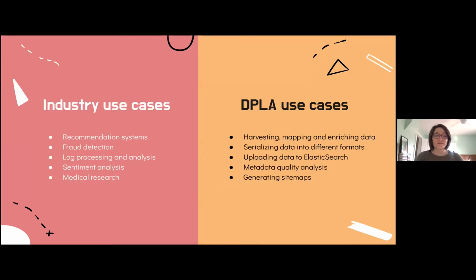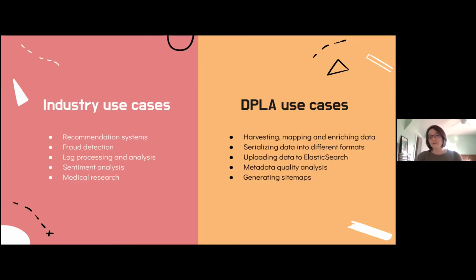So some use cases from industry. People use Spark to build things like recommendation systems, for fraud detection, for doing big log processing jobs, sentiment analysis, and medical research. There are a lot of examples out there. These are just a few ways that Spark is in use in industry today.